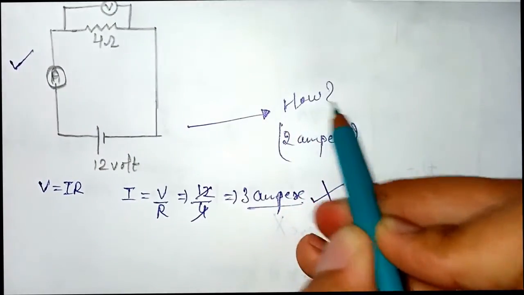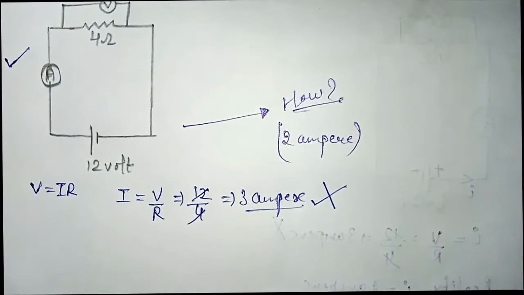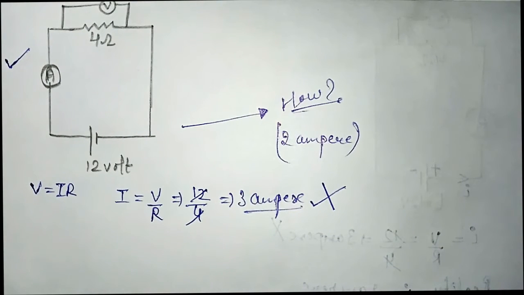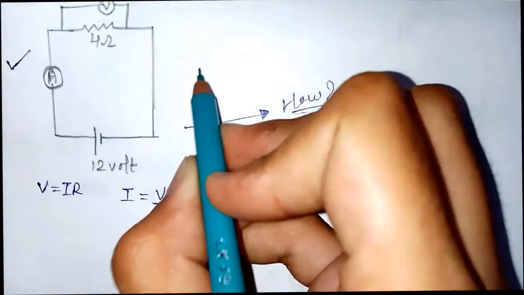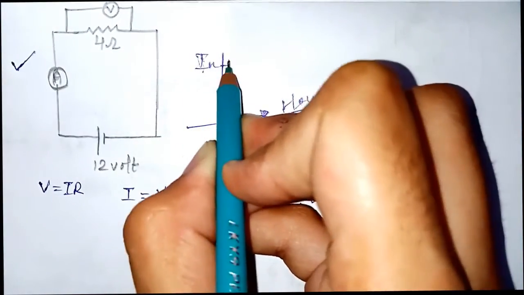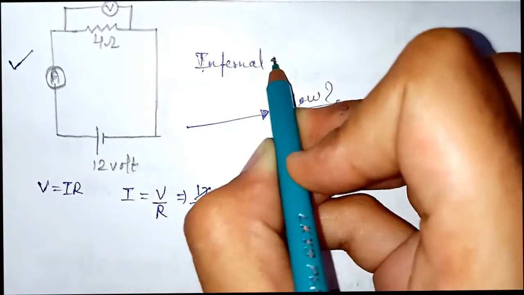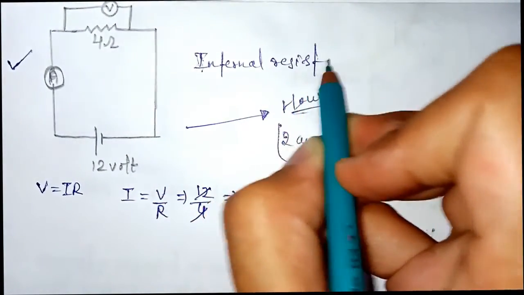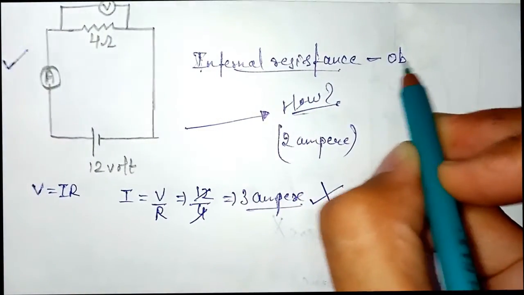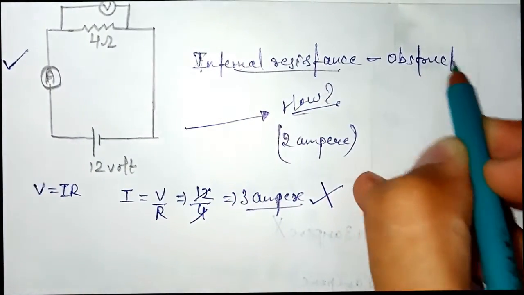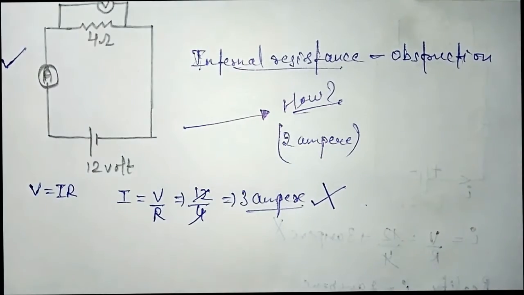How the value of 2 ampere? That means in these circuits there is something present which reduces the value of current. Okay, that is internal resistance. That is the internal resistance of a cell. Internal resistance is the obstruction. Obstruction means रुकावट.